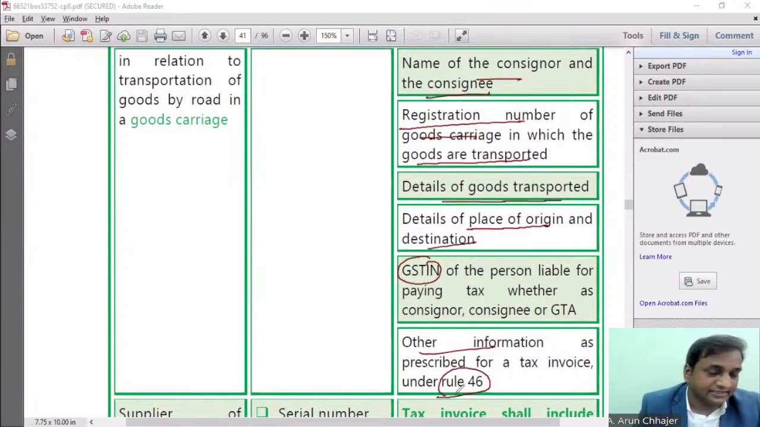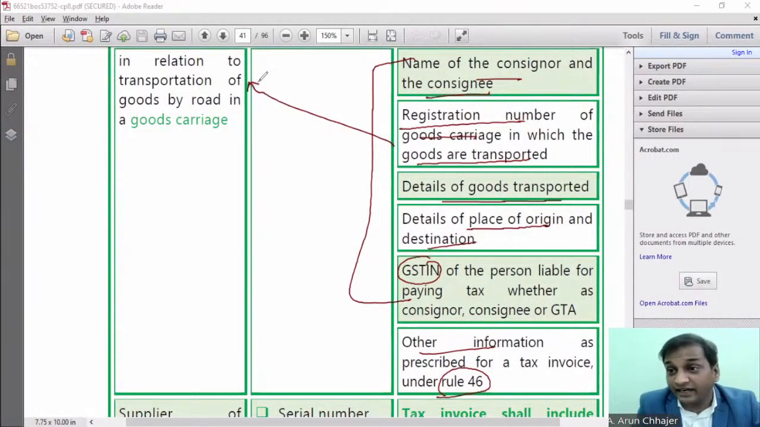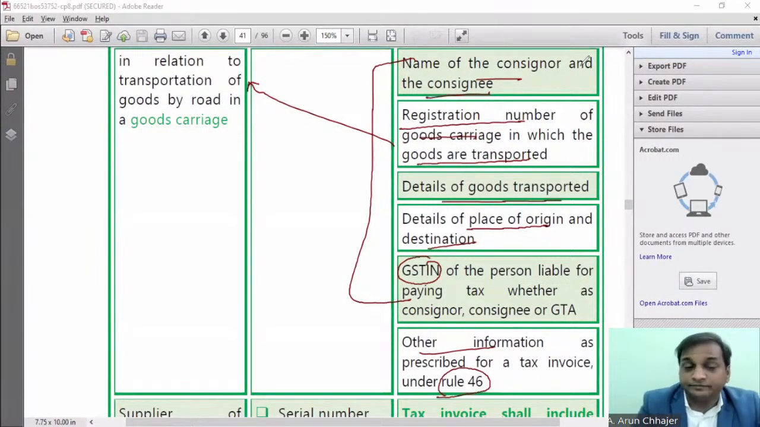in rule 46. So these are not prescribed. These details are not prescribed in rule 46. They are saying, yes, this additional detail is to be captured by the GTA. Certain optional or additional requirements were there for insurance, banking company, etc.